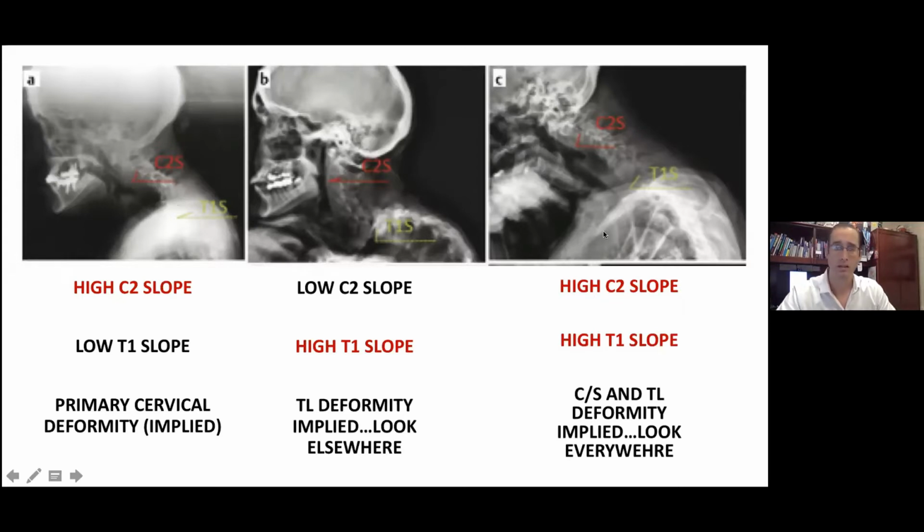And then in the other scenario, a higher C2 slope, their angle is much higher. They're already facing forward and inferiorly, and there's a high T1 slope. There could be a cervical and thoracolumbar deformity, so look everywhere. So it's just a quick and easy way to take a look at the spine, measuring 2 different variables altogether, and then identifying where we think the issues are.